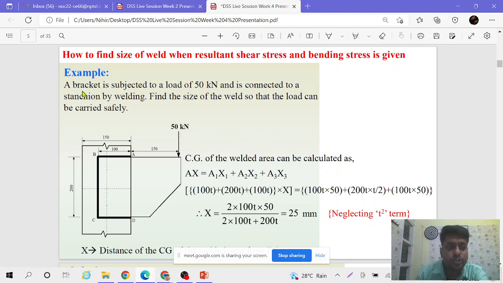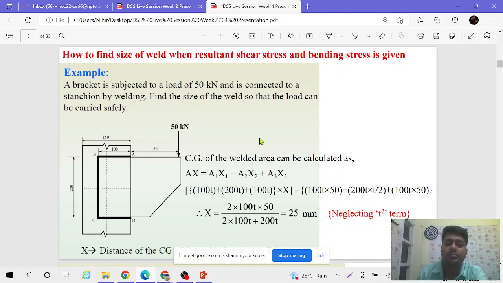So let us read this question. A bracket is subjected to a load of 50 kilonewton. So here a 50 kilonewton load is acting on this bracket, which is connected to a stanchion by welding. Here it is connected from the 3 sides by welding. Find the size of the weld so that the load can be carried safely. So here in the question, the size of the weld has been asked.